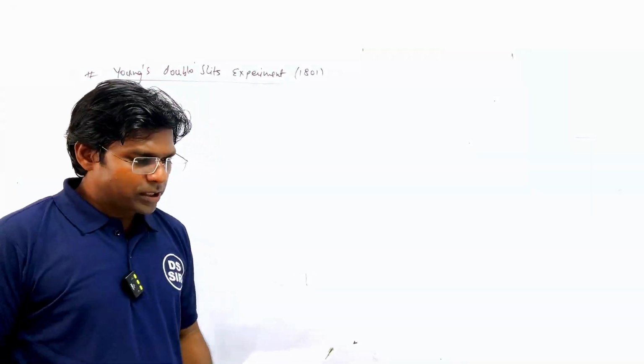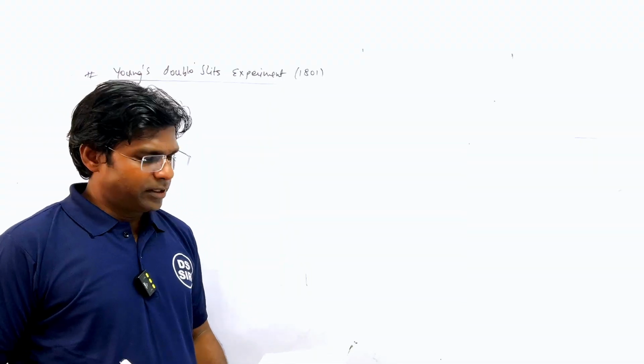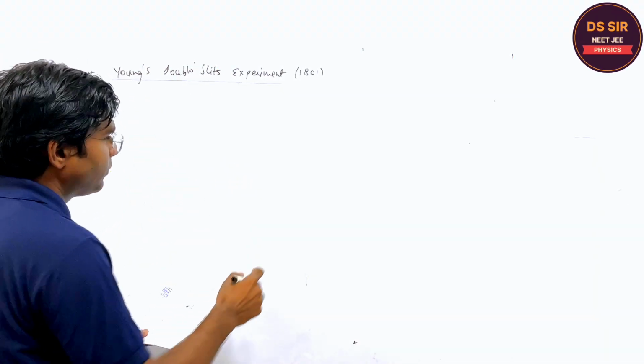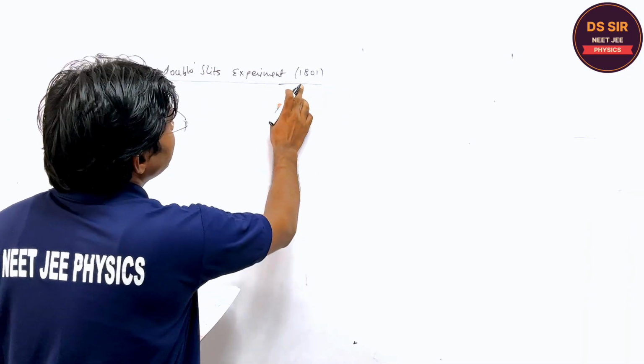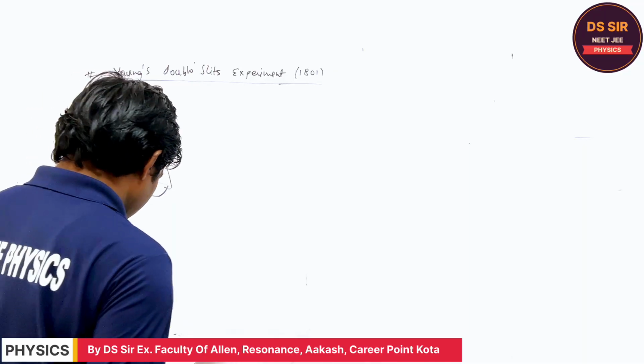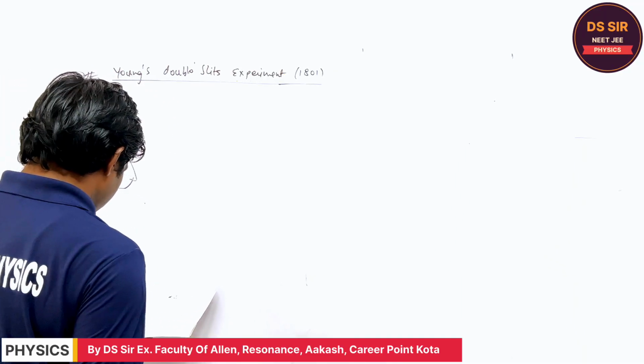So we are going to discuss the Young double slit experiment in today's lecture. What is the Young double slit experiment? This experiment was done in 1801, in the 19th century.